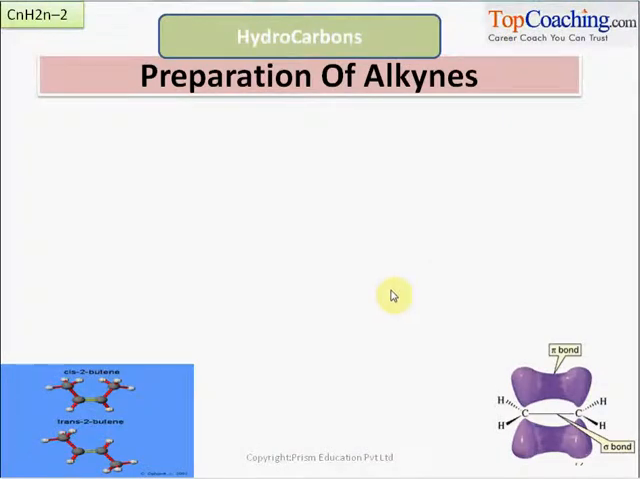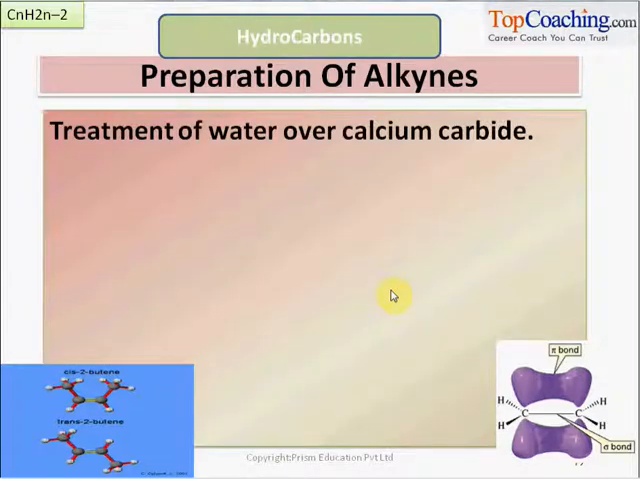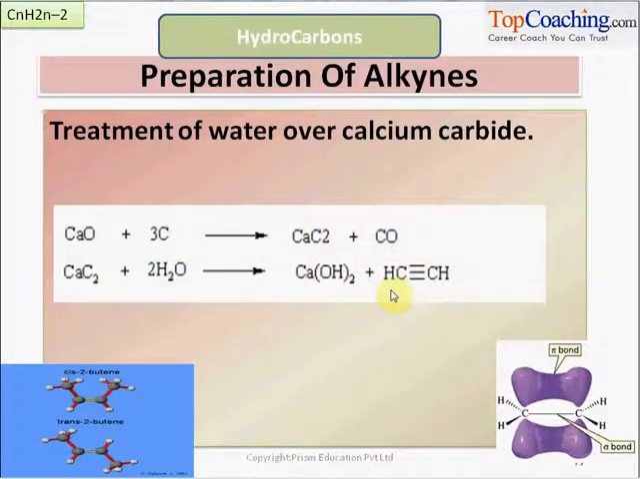We start with the preparation of alkynes, the methods of how to prepare alkynes. First and foremost method is treating water with calcium carbide. And how do we do that? First of all, calcium carbide, CaC2, this 2 should be a smaller number below carbon. Calcium carbide is prepared from calcium oxide and carbon. This calcium carbide, when reacted with the most available compound known as water, this is what we get.